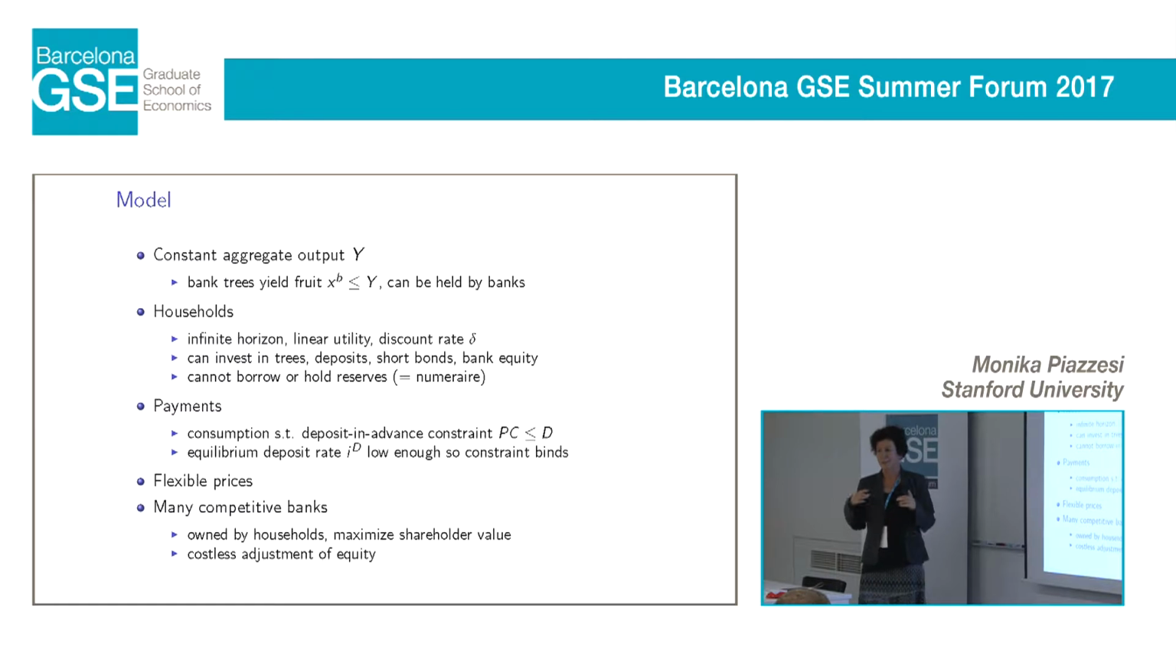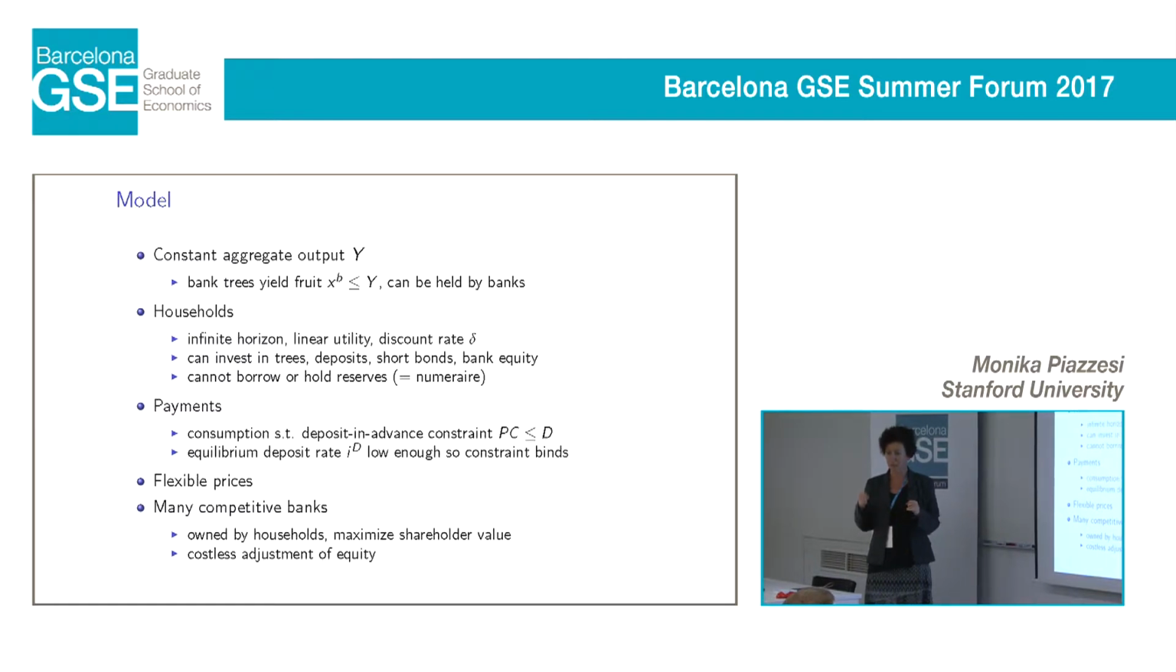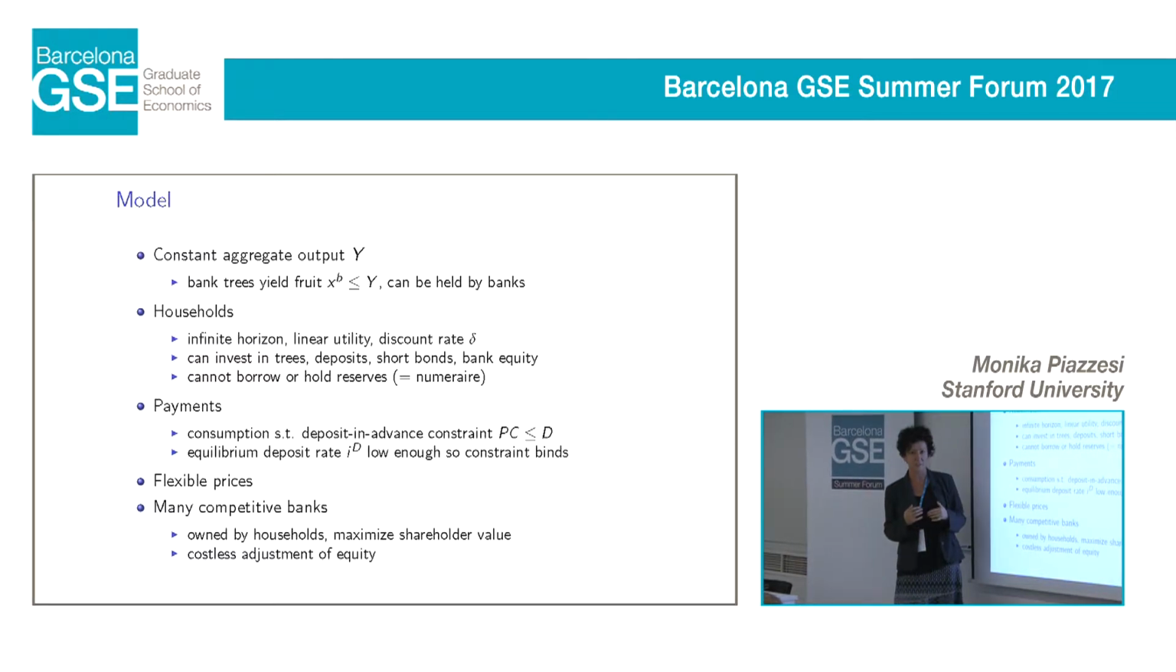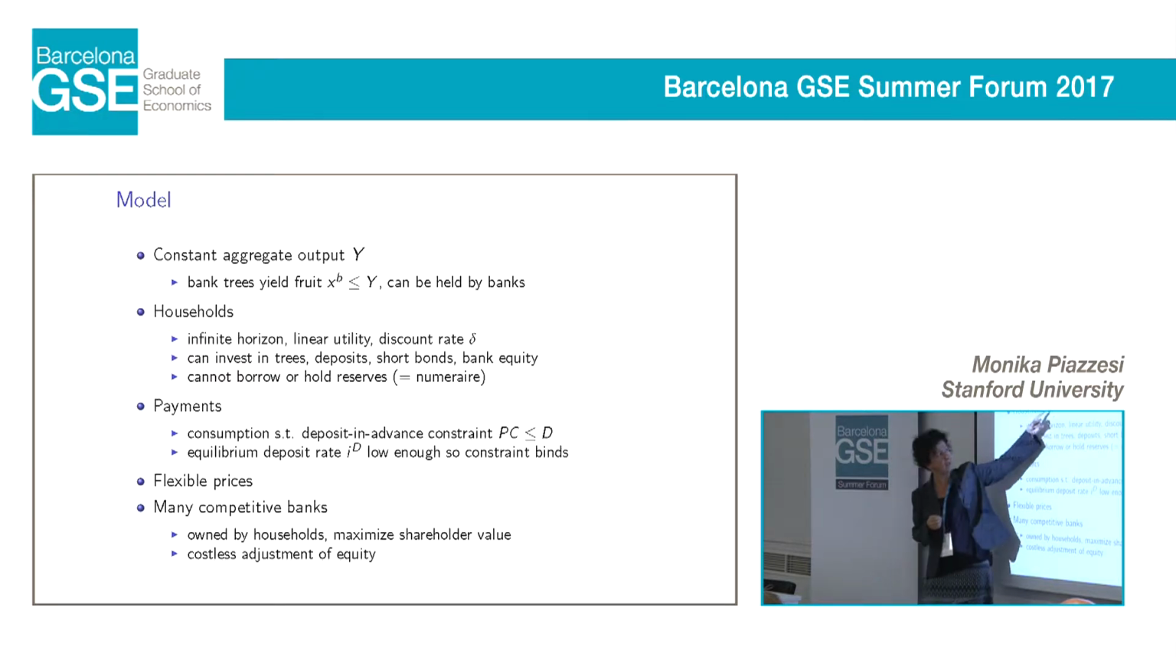We're going to make a bunch of simplifying assumptions to make this model stark so that you can see the results most cleanly. In particular, I'm going to assume that output is constant. So aggregate output is constant. And part of this output comes in the form of dividends of assets that banks can hold.